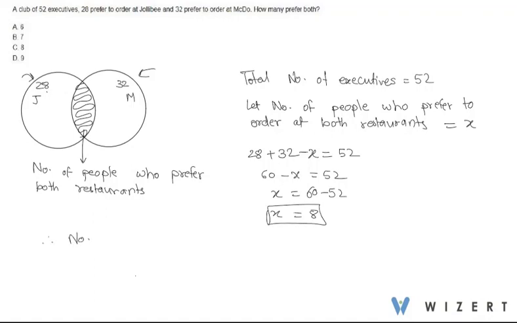Therefore, the number of people who prefer both restaurants is equal to 8. So let's see what are the options. Yes, answer is option C.